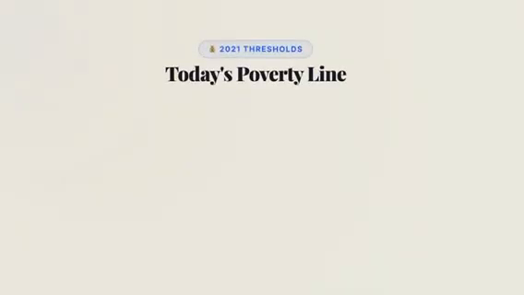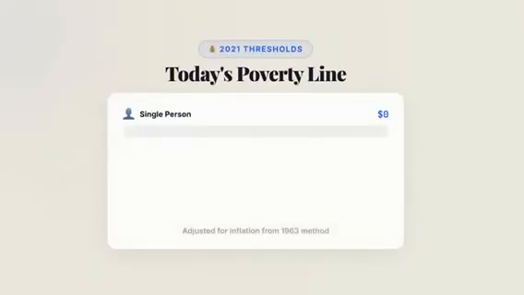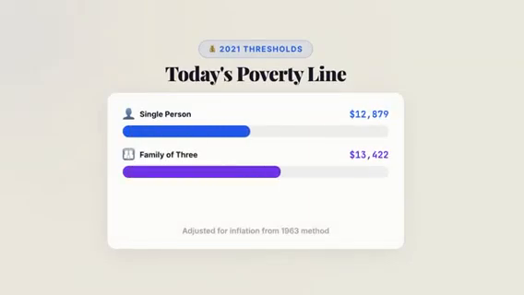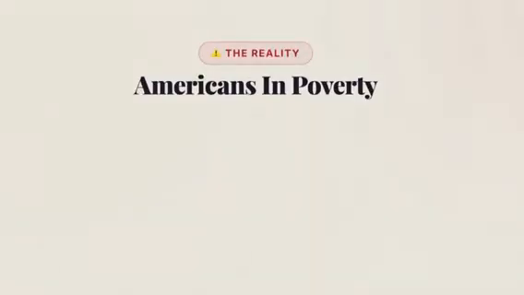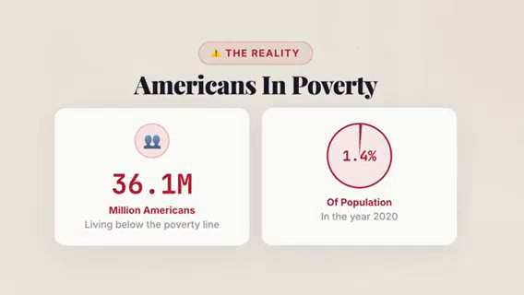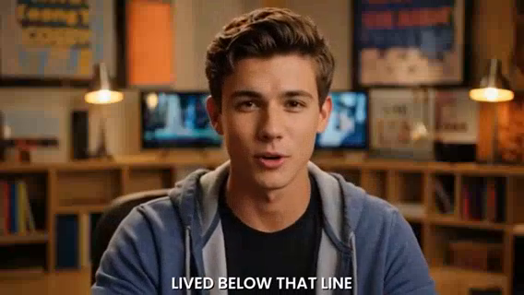In 2021, the line ranged from about $12,880 for a single person to $26,500 for a family of 4. Here's the sobering part. In 2020, 37.2 million Americans, 11.4% of the population, lived below that line.